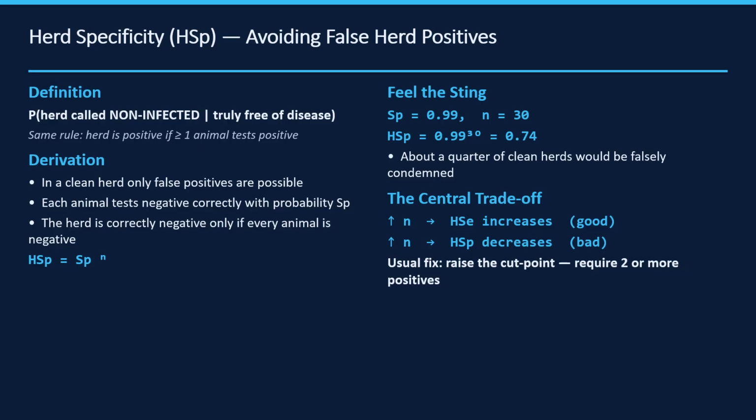Now feel the sting of that. A very good test with 99% specificity, 30 animals, 0.99 to the 30th is about 0.74. You will falsely condemn about a quarter of your clean herds. Put this next to the previous slide and you have the central tension of herd testing. Increasing n raises herd sensitivity, which is good, but it drives herd specificity down, which is bad. That's the trade-off, and the usual fix is to raise the cut point, require 2 or more positives instead of 1.